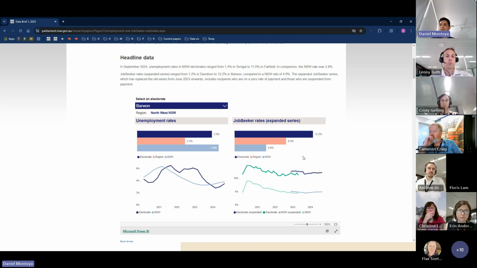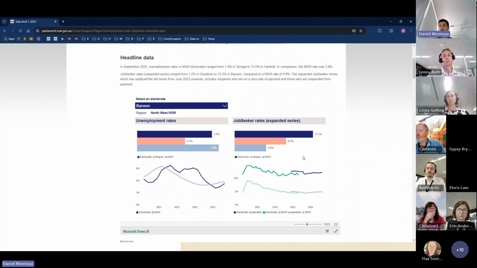There's a couple of reasons why this might be the case. It could be that a large proportion of unemployed people in the Barwon electorate do meet their income and asset tests so that they can get JobSeeker benefits. Or it could be that a lot of those recipients are either employed for only a few hours but can't get enough work, or they might not have to look for work for health or other reasons.